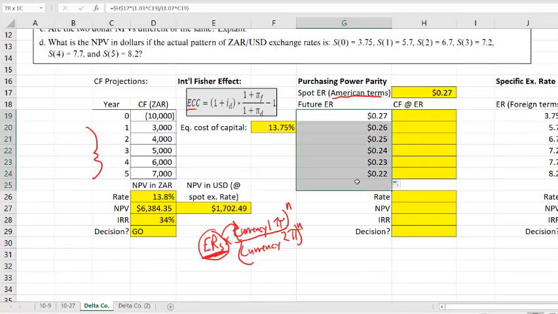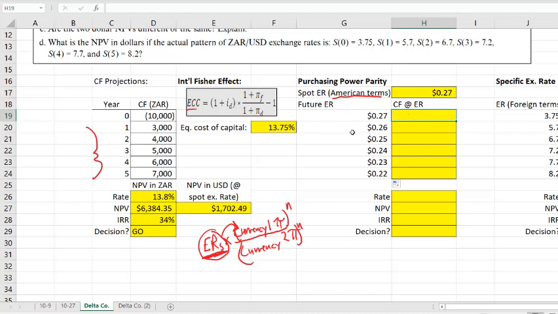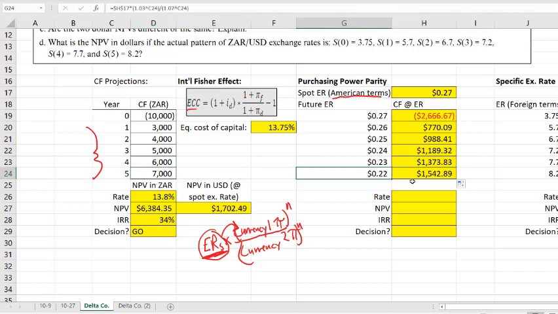Okay, so there's our purchasing power parity future exchange rates. Now all we need to do is bring the cash flows over at those exchange rates. The initial cash flow exists back here in the cash flow projections. So times those by the PPP exchange rates, and then fill. And there we go. Now we've converted our cash flows from South African rand into dollars at the projected exchange rates based on purchasing power parity.